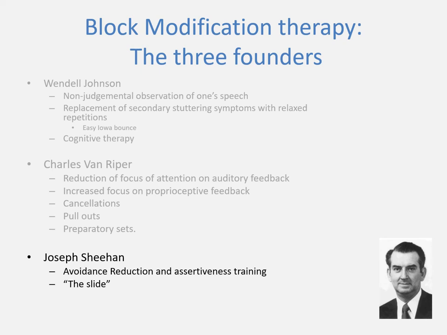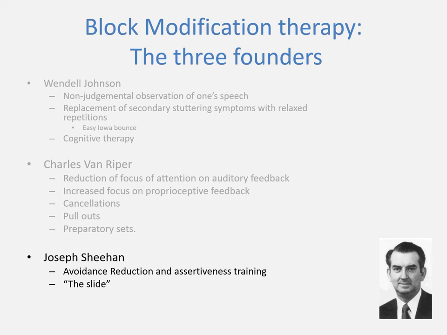To overcome this conflict, Sheehan suggested that people who stammer should actively seek out the situations that they have tended to avoid, the situations in which they're afraid to speak and afraid to stammer, and to stammer on purpose in those situations, even more so than they would have done had they been trying not to stammer.